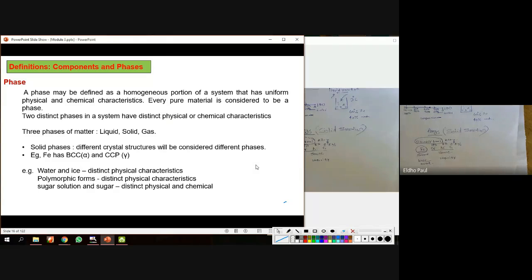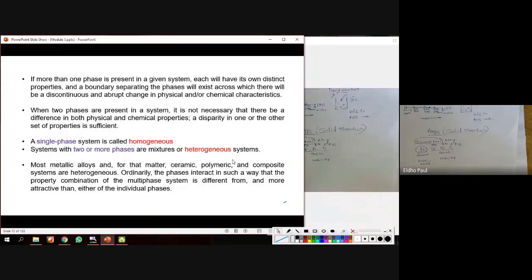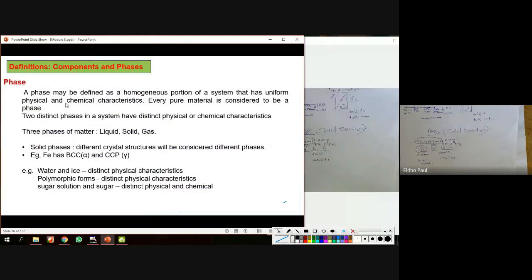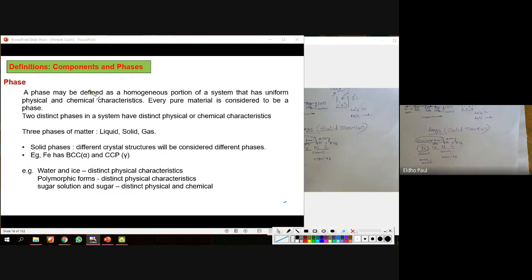Next we are going to discuss two different definitions for the next lectures. First one is phase and second one is component. Okay. So what is a phase? A phase may be defined as a homogeneous portion of a system that has uniform physical and chemical characteristics. Even a pure material is considered to be a phase. Okay, so what are the different points in a phase? The phase is a homogeneous portion of a system.